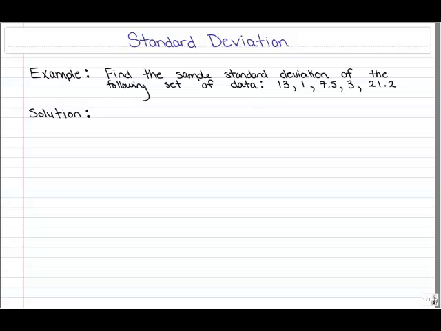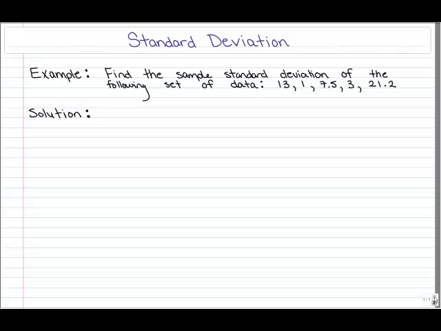In this video, we're going to take a look at finding the sample standard deviation of a raw set of data. Now remember, to obtain a sample standard deviation, we must first obtain the sample variance, then just simply take the square root of that to obtain the sample standard deviation. Now remember what a sample variance is.